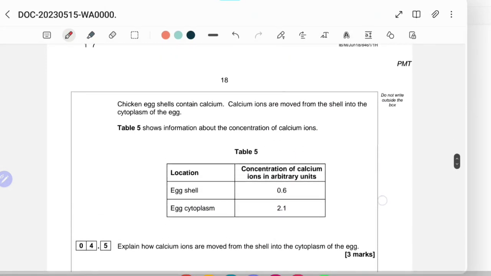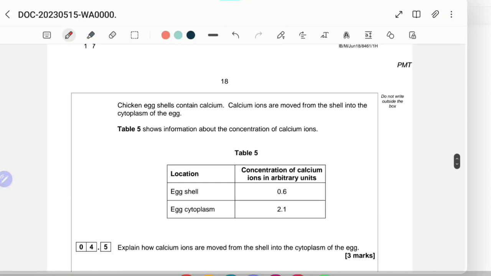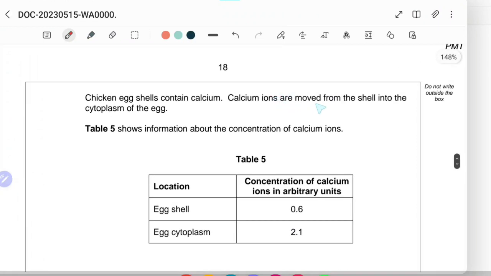Next question. Chicken egg contains calcium. Calcium is absorbed from the shell into the cytoplasm of the egg. Table 5 shows the concentration. Please take note of this. Now, inside the egg shell, we have 0.6. Outside, you have what?